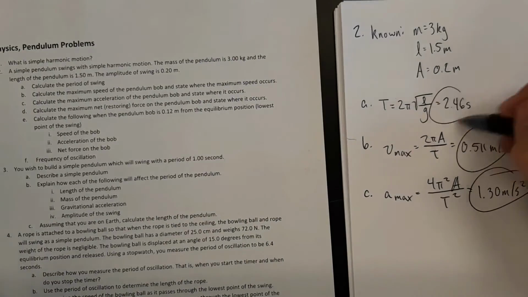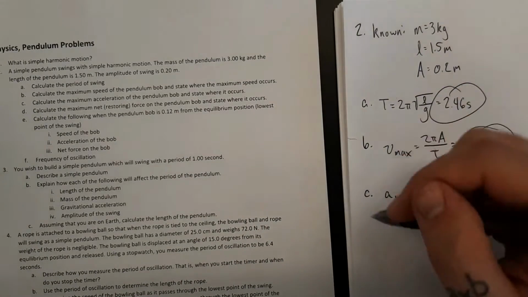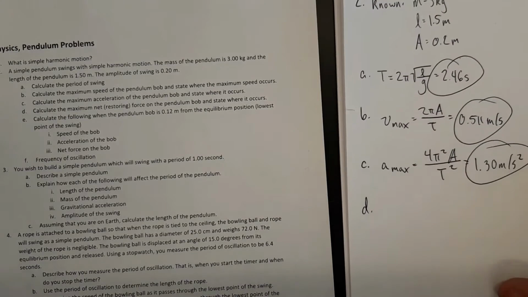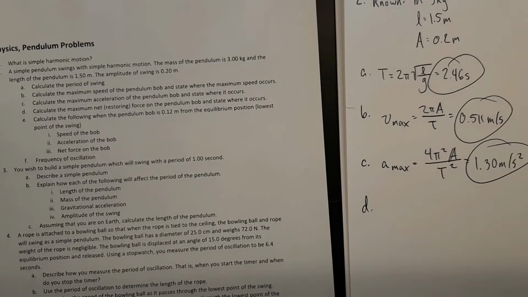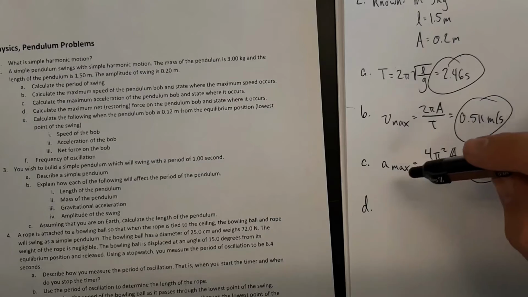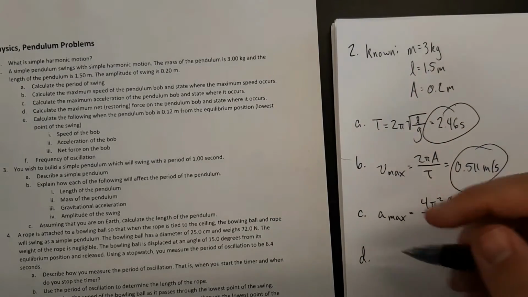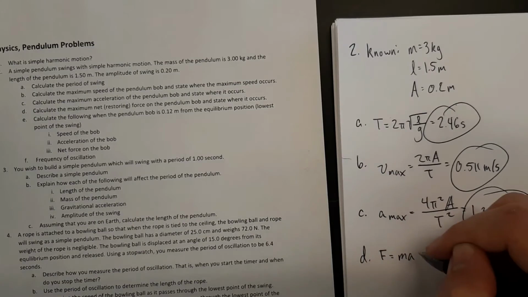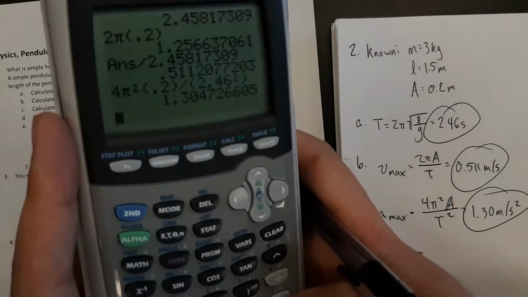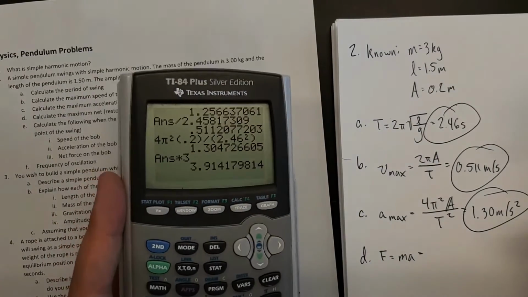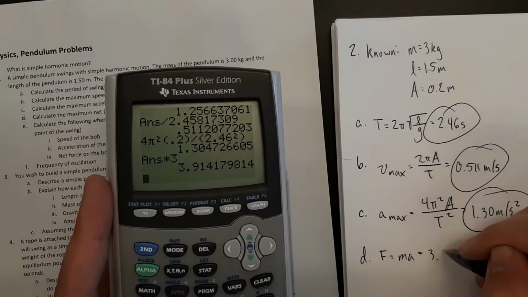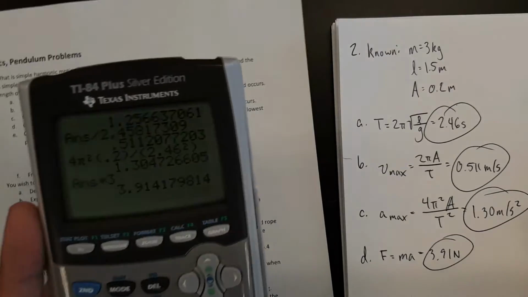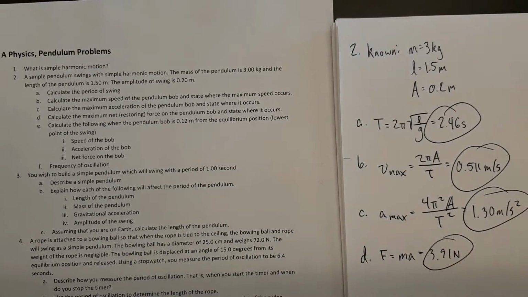There we go. Chugging on through. D, the maximum net restoring force. All right, so we don't have a specific new formula for finding that force, but we do know what our max acceleration is, and we do know what the mass of this thing is, which means that we can go back to our old friend Newton's second law and use F equals ma. So we're just going to be doing our acceleration times 3, and that gives us a max force of 3.91 newtons.